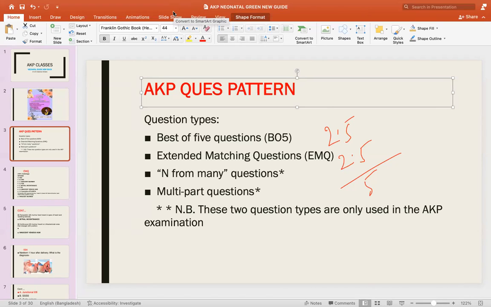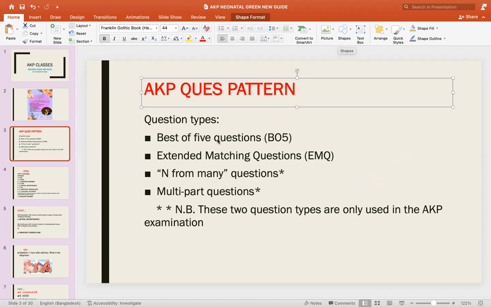Finish your paper, paper 1, flag the question that you are confused, and then come back and then check again that what answer is correct, what should I do. Okay, so this is the technique of giving exam. This is the question pattern.